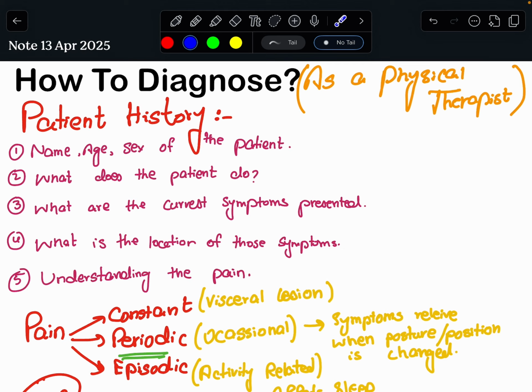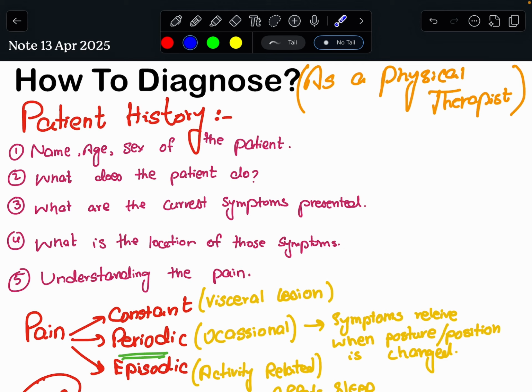Most patients are not diagnosed by physical therapists, but they are usually referred. But on many occasions, it can happen that you would have to perform a diagnosis on your own. So for that matter, you should have a specific amount of knowledge to be able to do that. Okay, so let's start with this.